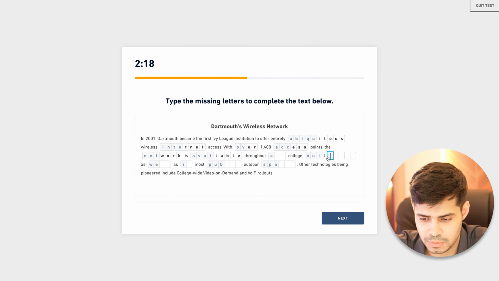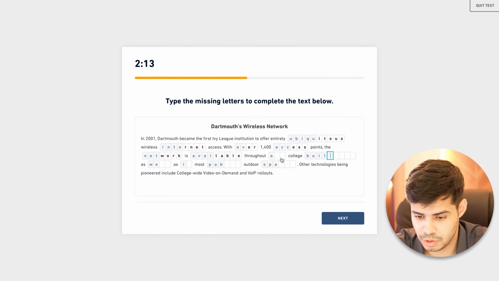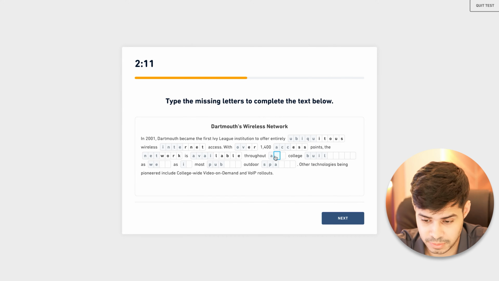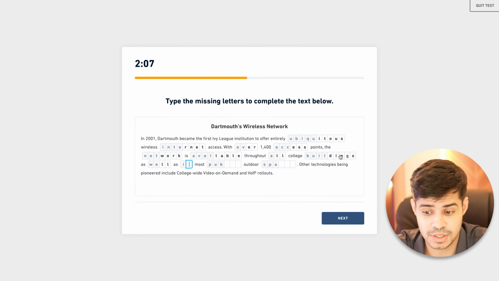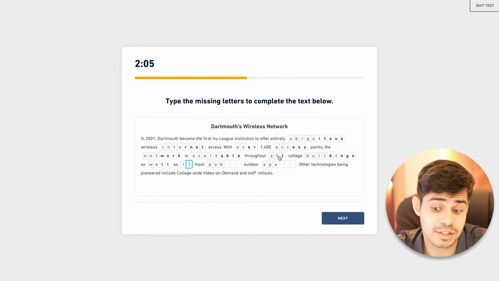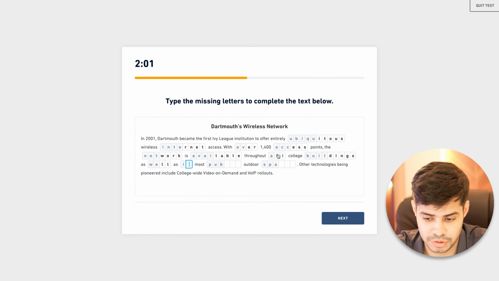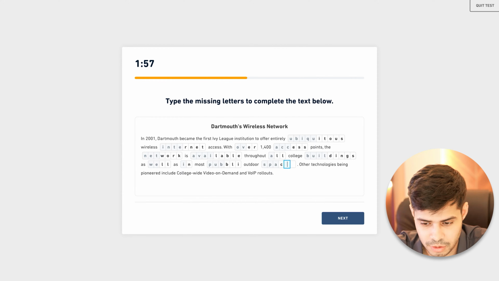I'm not sure of this, but let's move on. Let's skip when we're not sure. Throughout all college buildings, maybe all college buildings, as well as in most public outdoor spaces. Because I understand buildings, I could understand that this has to make it plural, right? So it cannot be something that makes it singular.